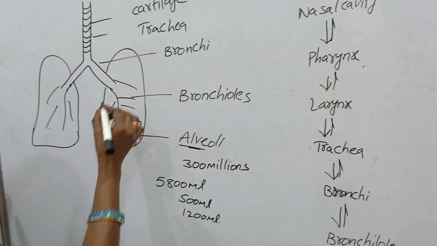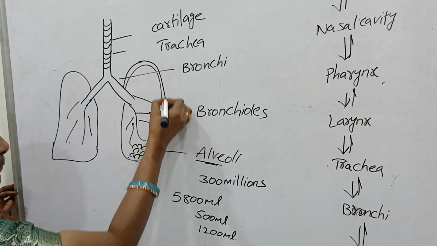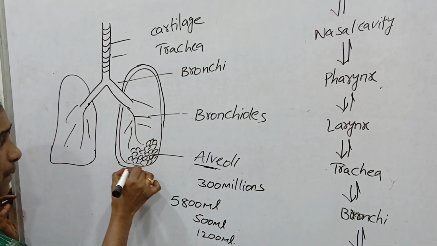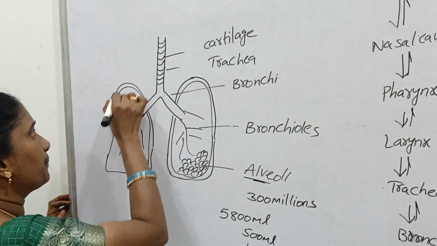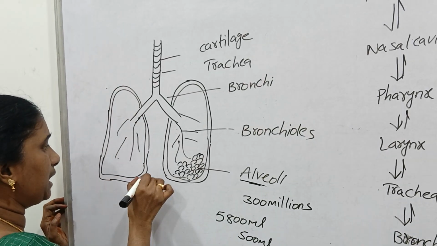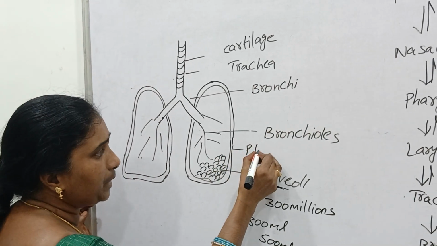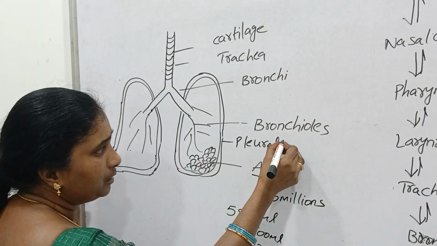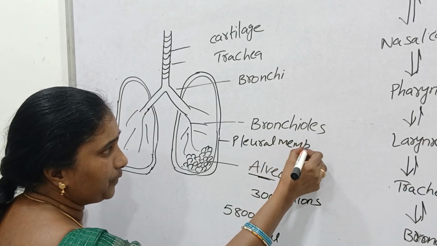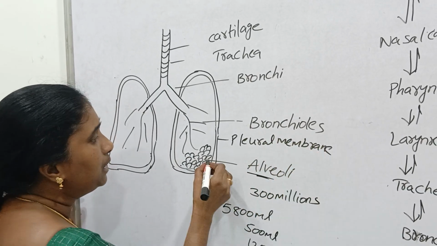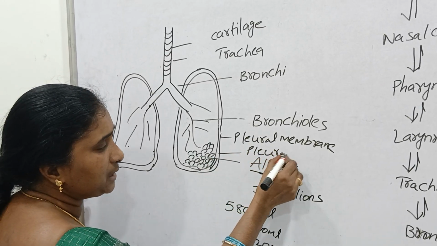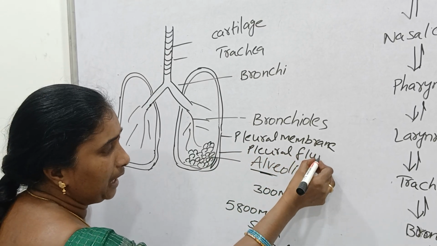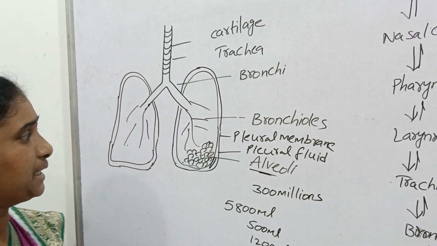So our lungs are surrounded with two membranes. The membranes which are present around the lungs are called pleural membranes. Between these pleural membranes one fluid is present. The fluid is called pleural fluid. The function of this pleural fluid is protecting the lungs from mechanical shocks and injuries.